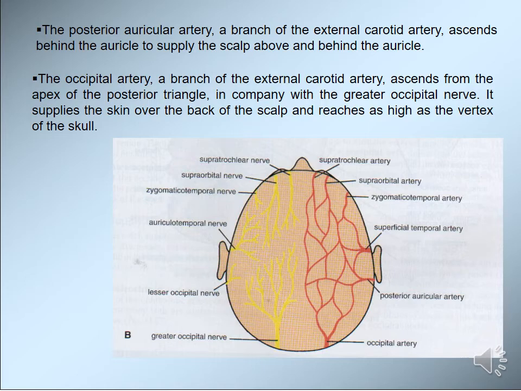The occipital artery, a branch of the external carotid artery, ascends from the apex of the posterior triangle in company with the greater occipital nerve. It supplies the skin over the back of the scalp and reaches as high as the vertex, and it anastomoses with the supratrochlear and supraorbital arteries.